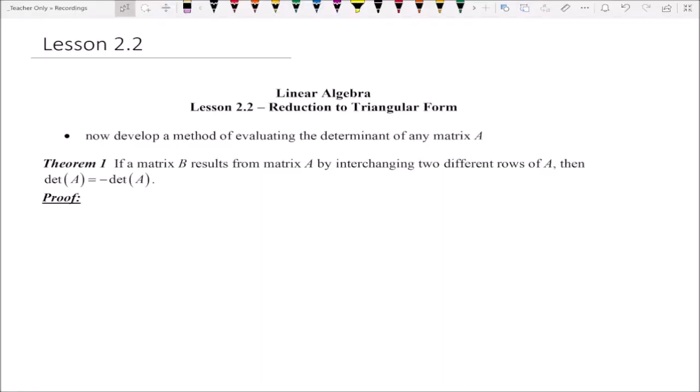So the first step of our method is to prove the following property. If a matrix B results from matrix A by interchanging two different rows of A, then the determinant of A is equal to negative determinant of A. I'm sorry, this should be the determinant of B is equal to negative determinant of A.